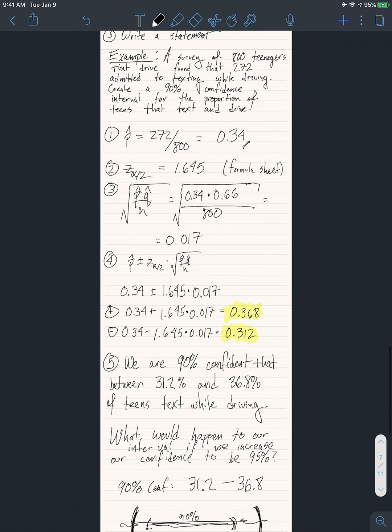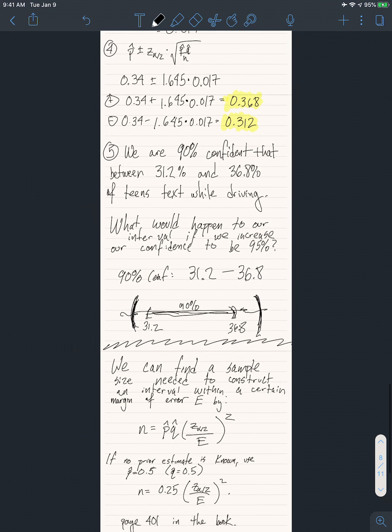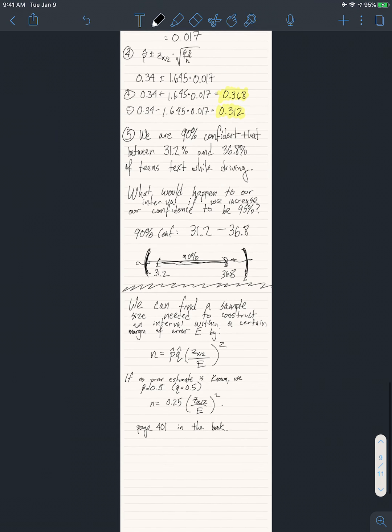You know, how many teens are actually going to admit to texting while driving? So there's all those other things, those unknowns that we talked about way earlier on in the semester that we have to keep in mind. So I don't want you to say, the true proportion is definitely within 31.2 to 36.8. No, we're only 90% sure that it is. Well, actually 90% sure that the process worked.